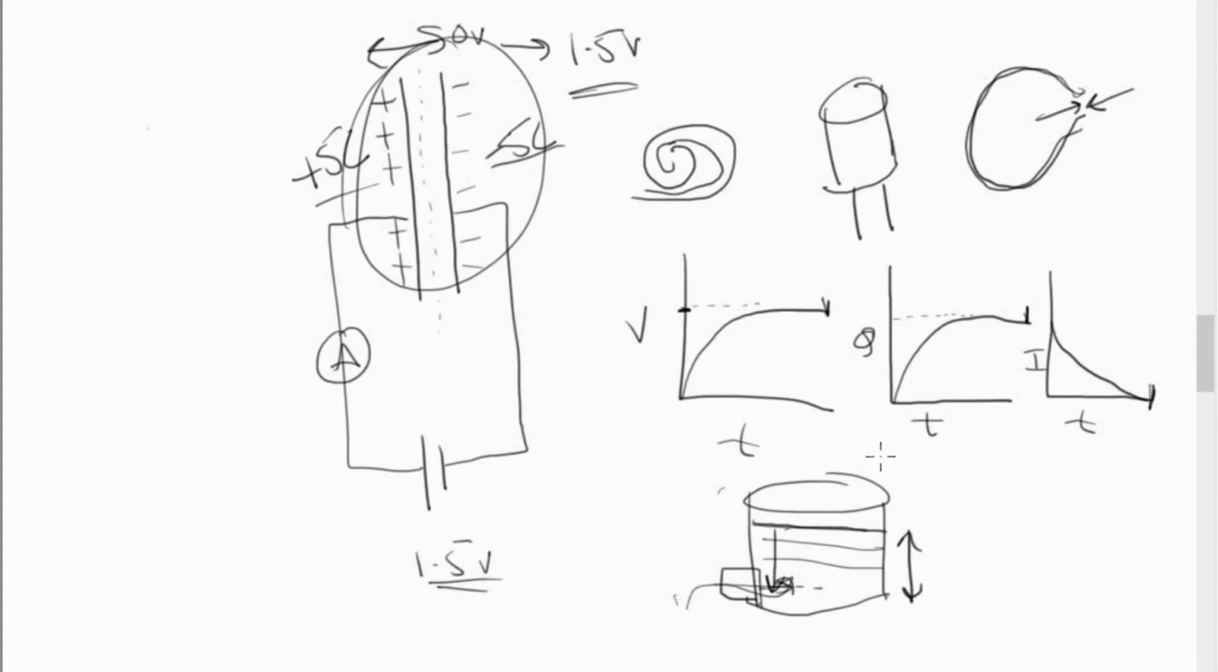Now, we need to talk about another concept. The concept of capacitance. So, what is the concept of capacitance? It's basically the amount of energy that you would need for storing charge. Right. So, we represent it with basically a C.